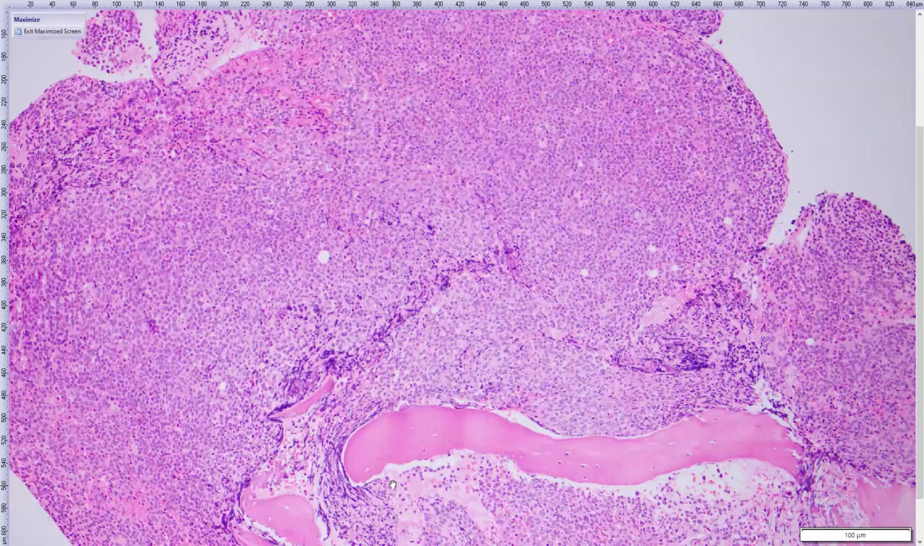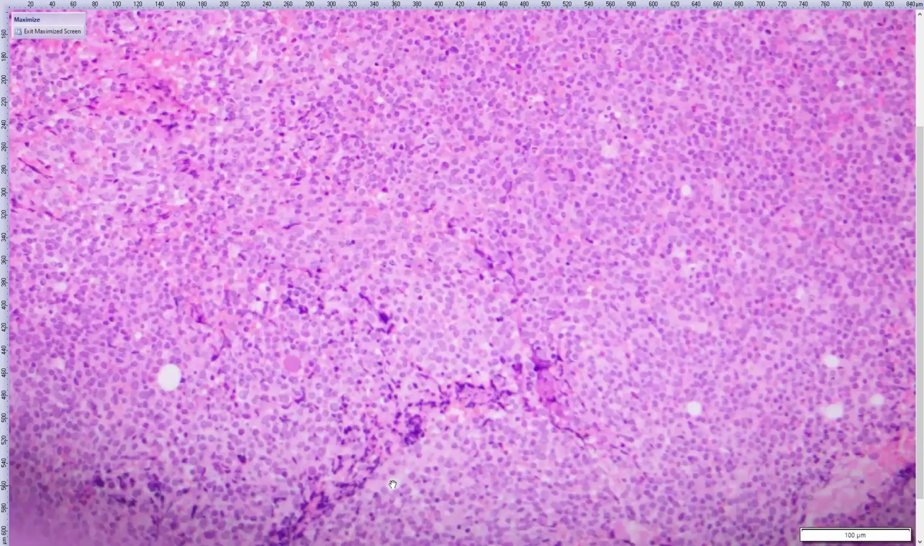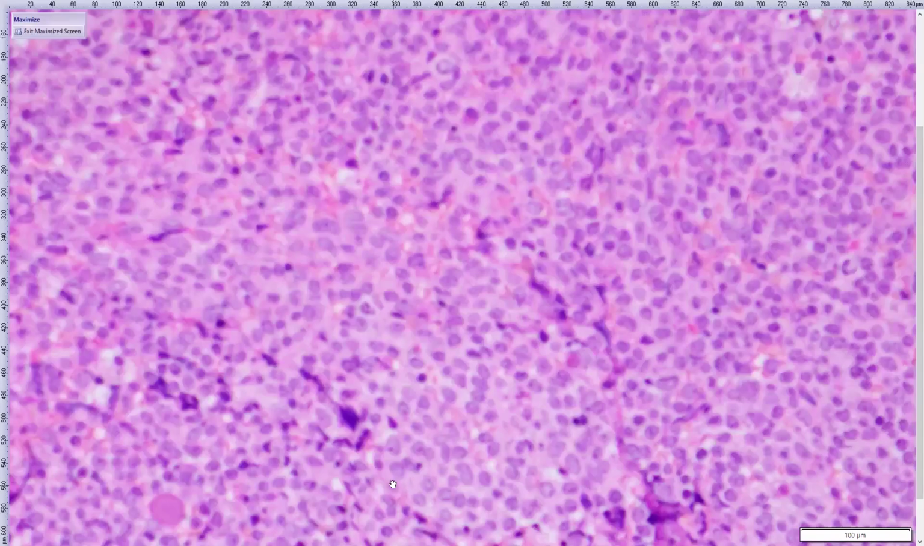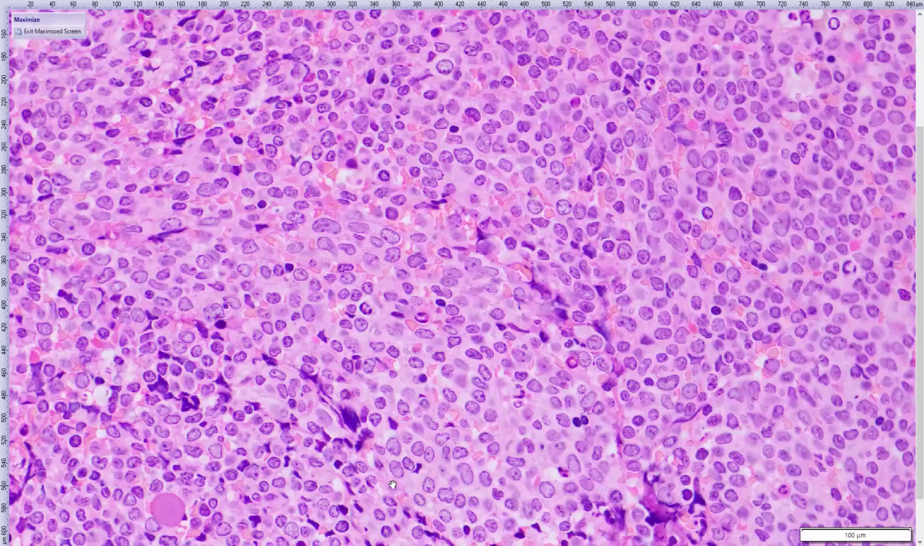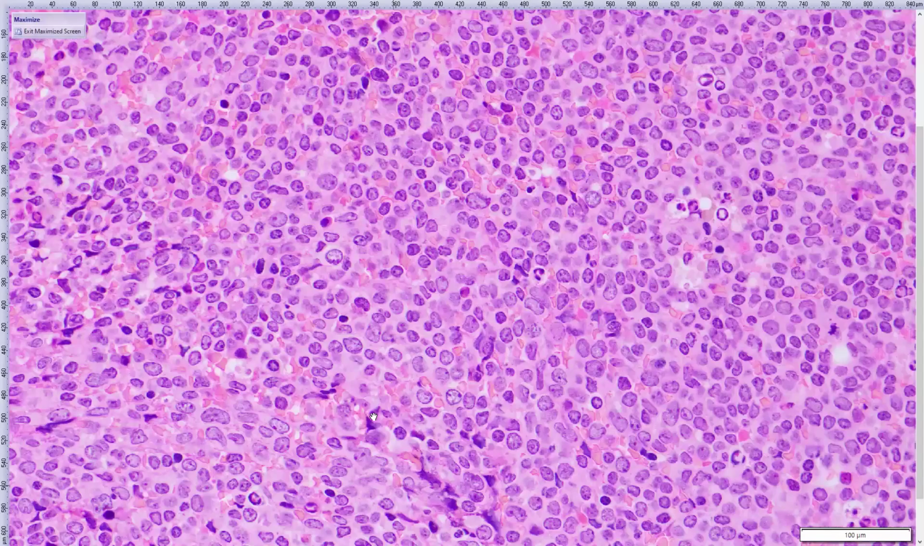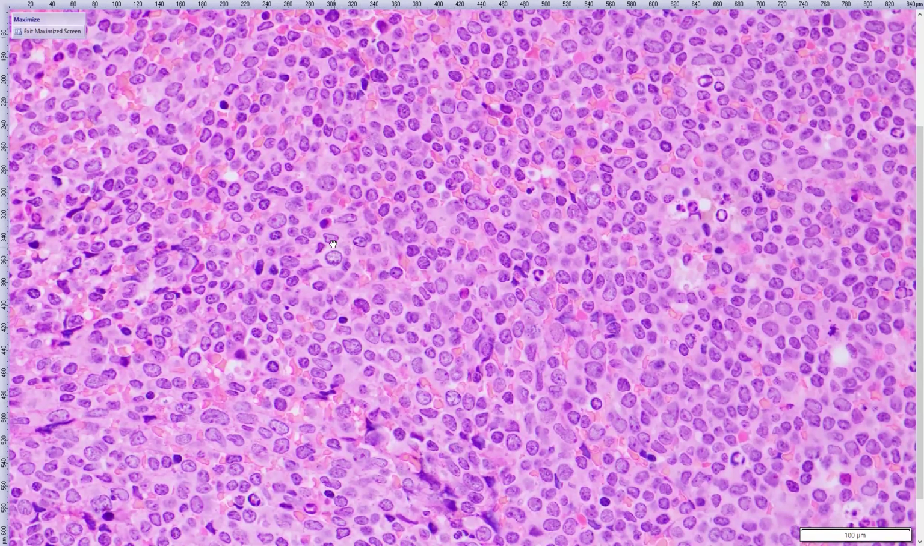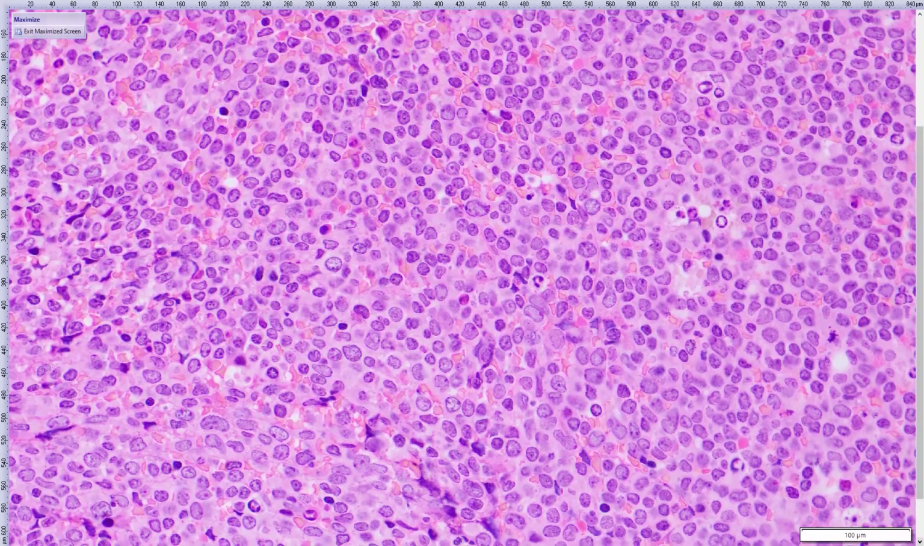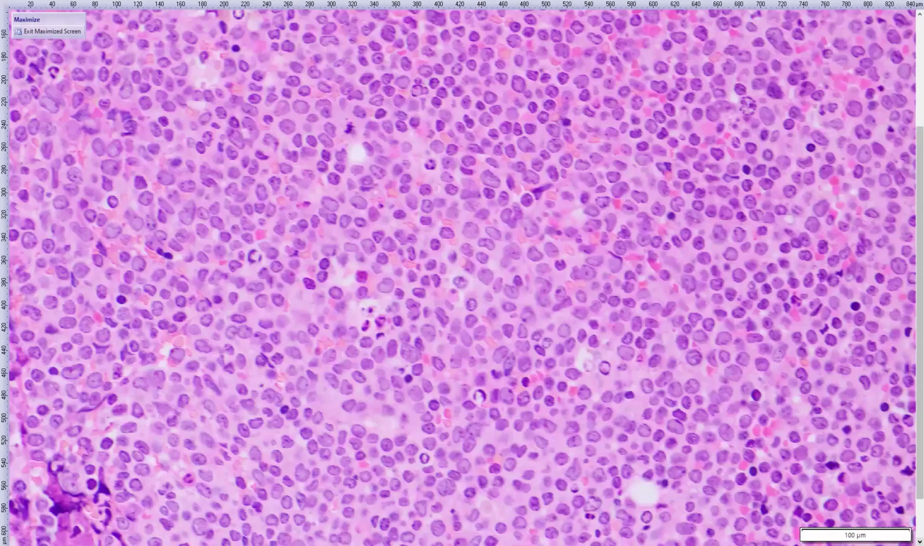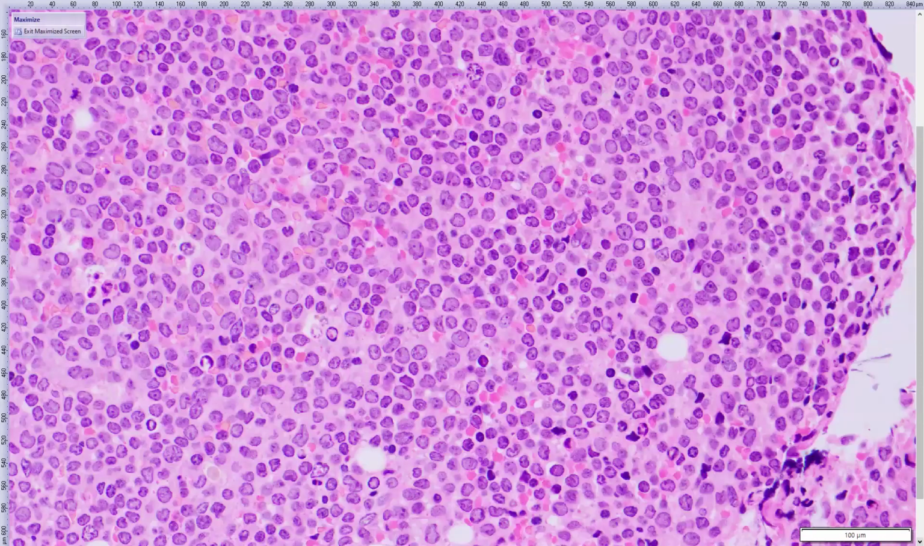What I see here is these sheets of cells. Let me go high power. Here we do see sheets of cells. They are large. They have prominent nucleoli. Like this is a nucleolus here. These two nucleoli here. Two nucleoli here as well. And then some of them are indented, like this one here. Some of them show nuclear folding, like this one here, for example. And all of these cells here are blasts. Going around, all of these cells here are blasts.